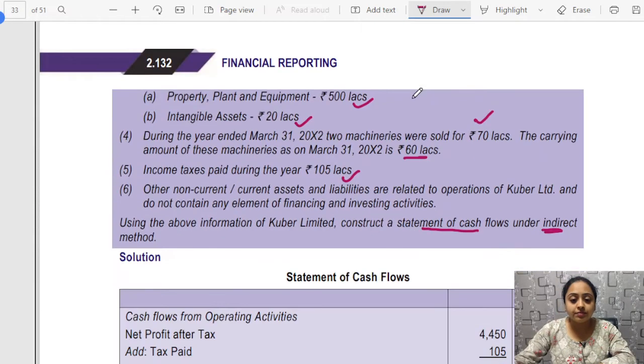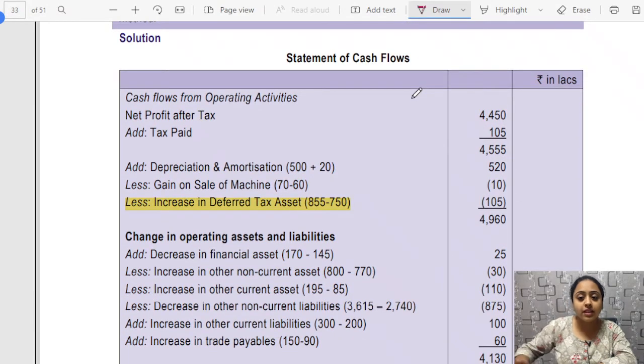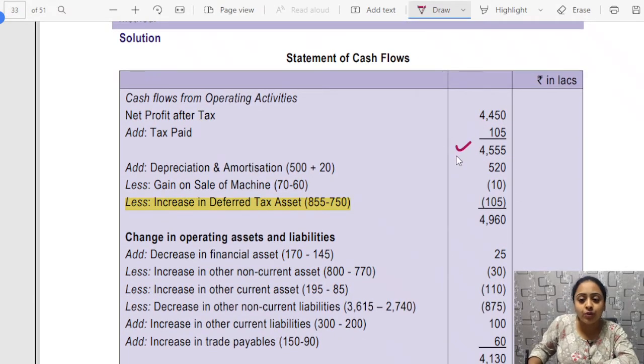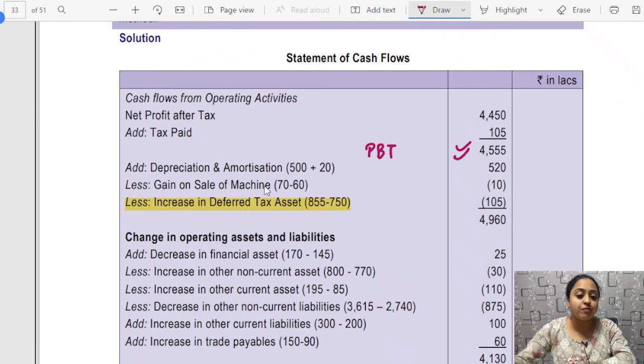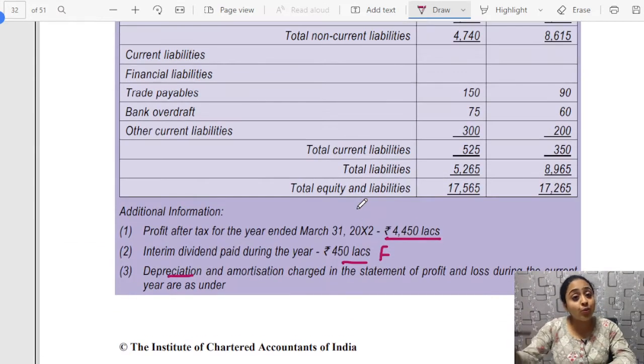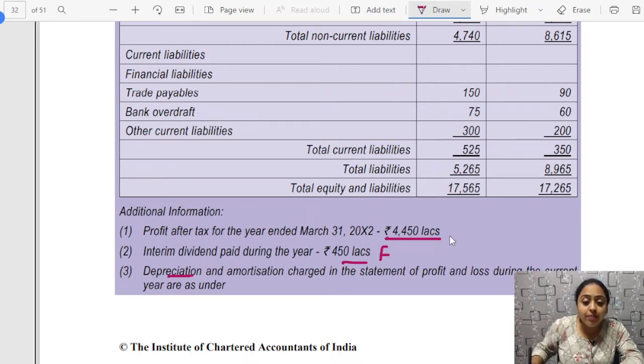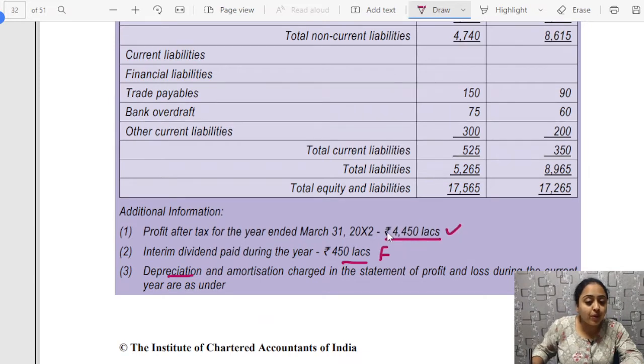Okay, 4455, this is no doubt PBT, profit before tax. Then the depreciation and gain on sale of machine. The depreciation is 520. This is given in the question itself. See, to make sure that there is no error while you are making the cash flow statement, go one by one. Go one by one, and mark over here that I've done this.